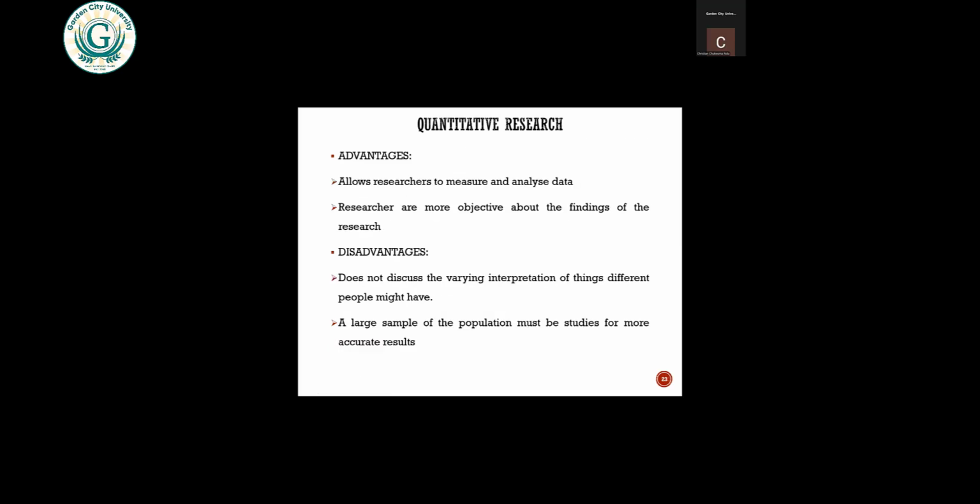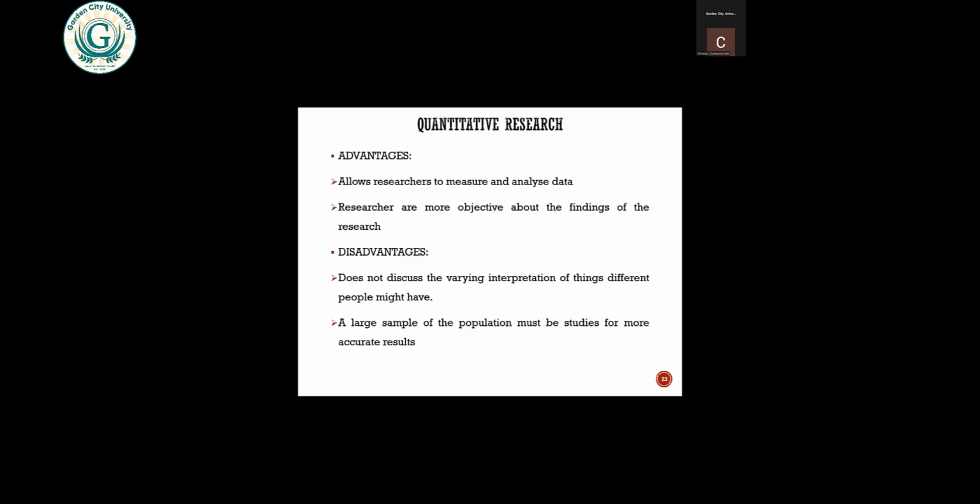Advantage of this type of research, it allows the researcher to measure and analyze data. And then the researcher is also more objective. Quantitative research is more objective than qualitative research. So you're going to be more objective about the findings of the research.